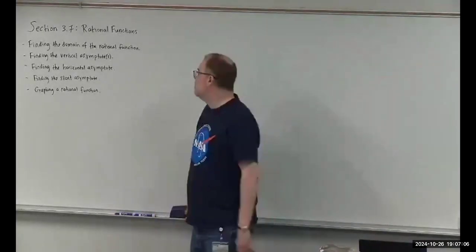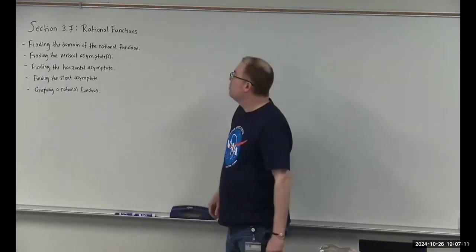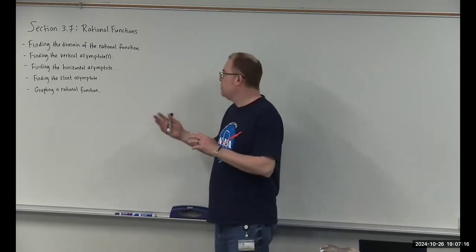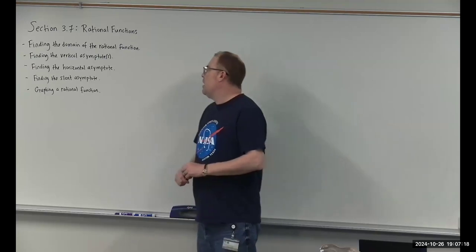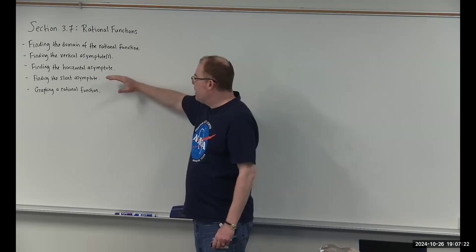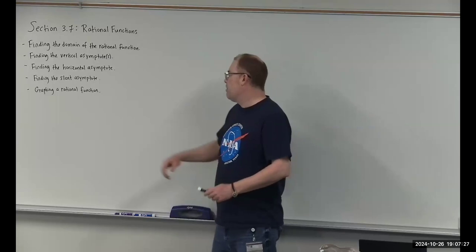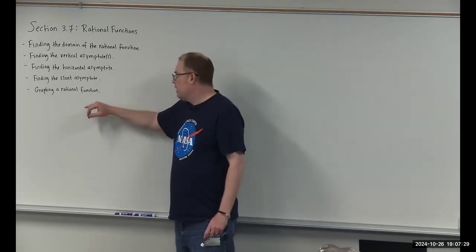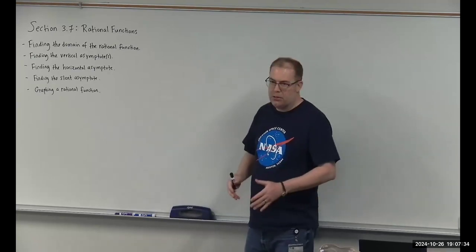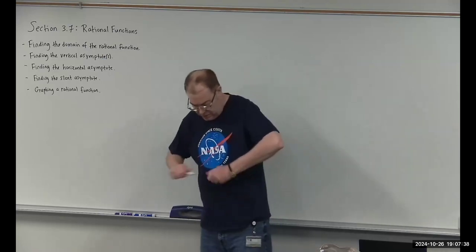Hello. In this video, I'm going to talk about rational functions. So we're going to look at how to find the domain of a rational function, how to find the vertical asymptotes, how to find the horizontal asymptote, how to find the slant asymptote, and then we'll look at an example of how to graph a rational function. All right, so let's get started here.